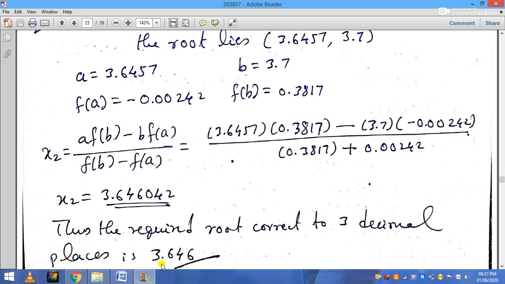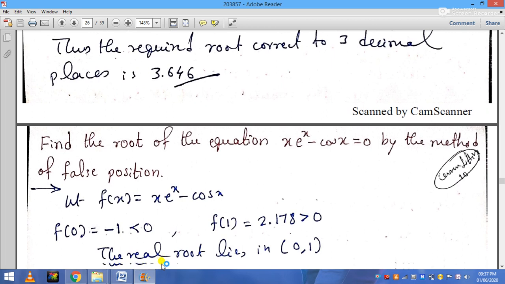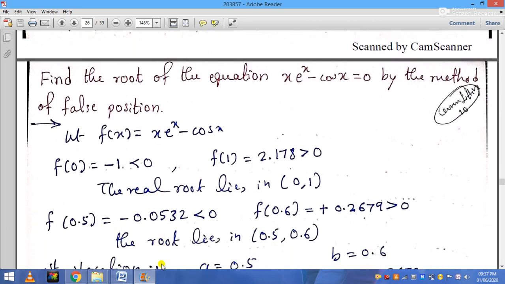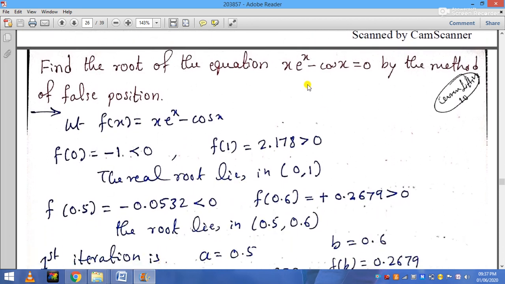So let us solve one more example. Find the root of the equation x into e raised to x minus cos x equal to 0 by the method of false position, or it is called regula falsi. So first we write f of x equal to x into e raised to x minus cos x. Put x equal to 0, 1, 2, 3 or minus 1, minus 2, minus 3, etc. Then find one negative root and one positive root.